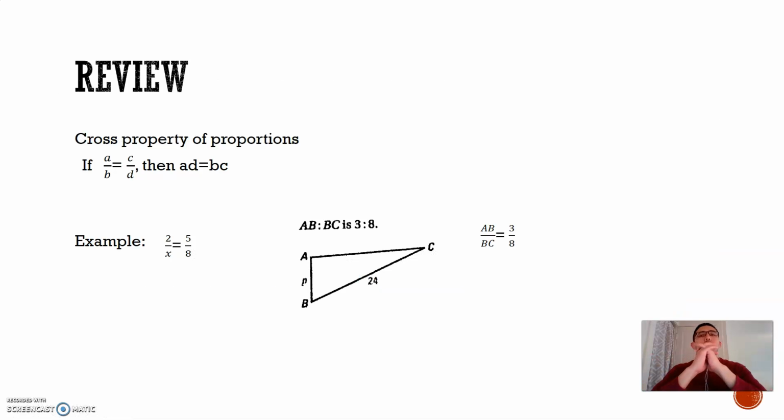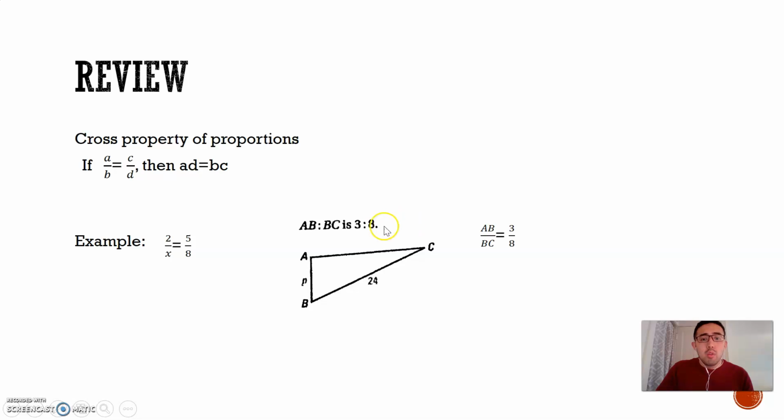So, a review of last time, the main property we covered was the cross product property of proportions. If you have A over B is equal to C over D, then AD is equal to B times C. The numerator times the denominator, and the denominator times the numerator, if you take the cross product, then those are also equal. So if you have 2 over x is equal to 5 over 8, 2 times 8 is equal to 5 times x.